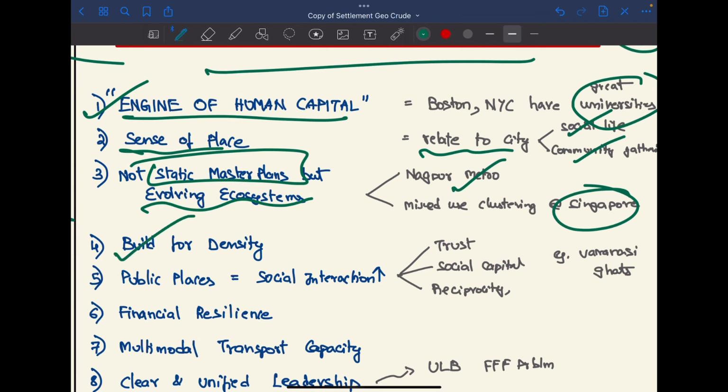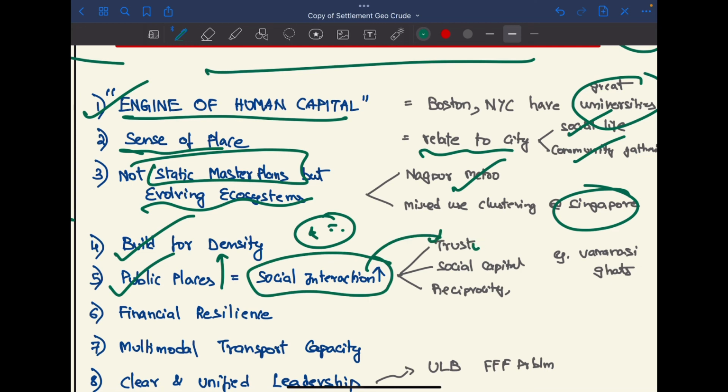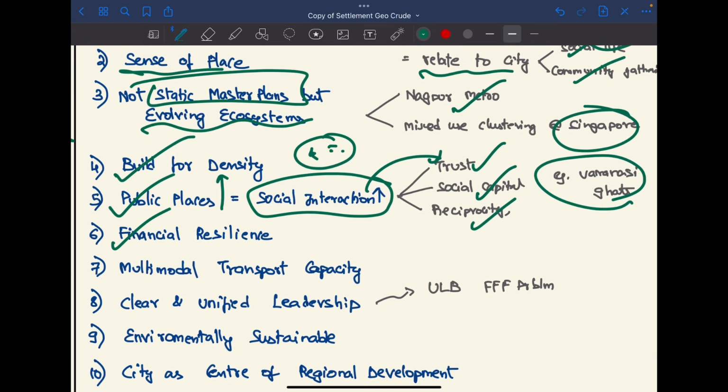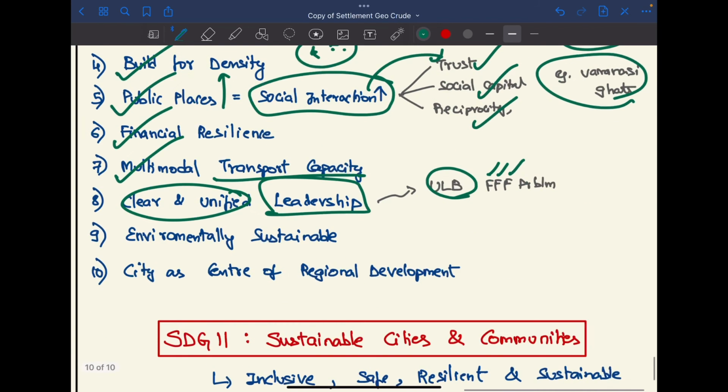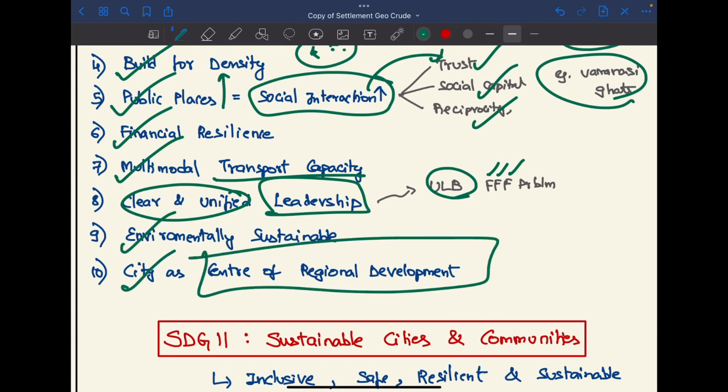Cities must be built for density, that is, they must be able to accommodate more and more people, and public places should be improved so that there is much social interaction. Because of social interaction, we can improve mutual trust, social capital will increase and reciprocity will increase. For example, Varanasi Ghats. The city should be financially resilient. There should be multimodal transport capacity. There should be clear and unified leadership. For this, we need to solve the problems of funds, functions, and functionaries of urban local bodies. It should be environmentally sustainable, and the city should act as a center of regional development, that is, the growth pole.